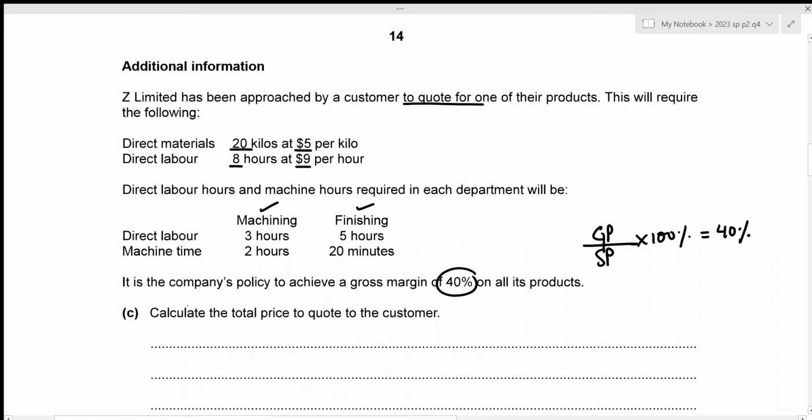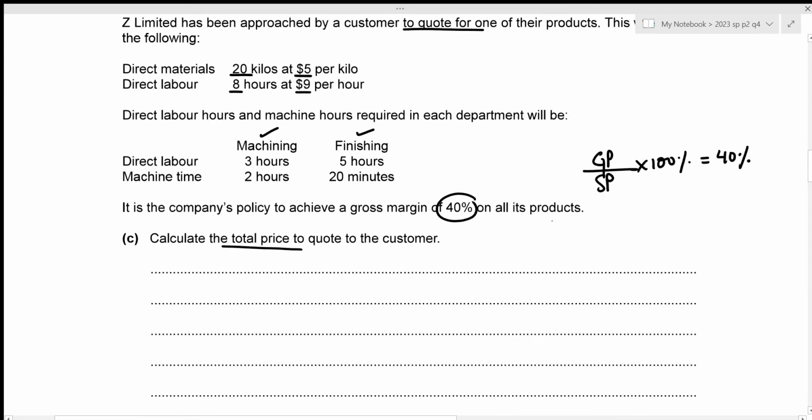Okay, and for the third question, we need to figure out the total price to quote to the customer. And in order to figure out the total price, we first need to figure out our total cost. So we'll be starting there. Let's prepare a statement. Let's figure out our direct materials.